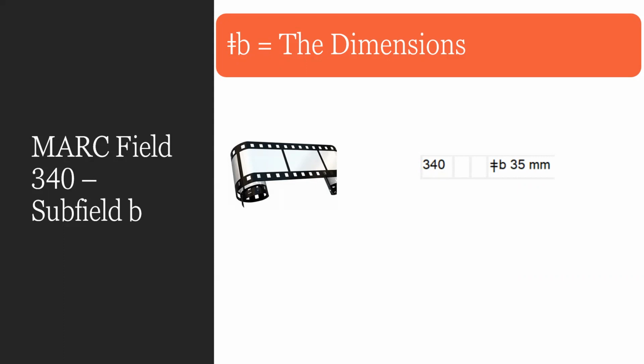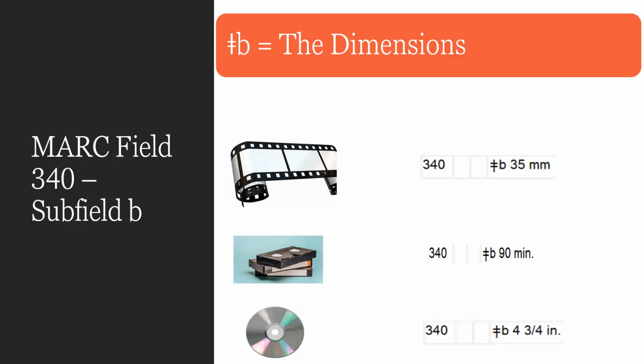For instance, you might see MM, or millimeter, for films, MIN, period, or the abbreviation for minutes for a videotape, or IN, period, the abbreviation for inches for audio discs. Note the abbreviation for inches and minutes are the only ones with periods. It's not necessary for 35 millimeter.